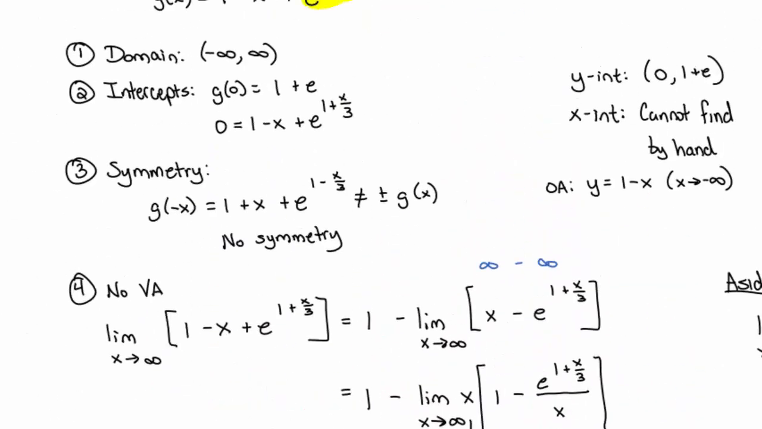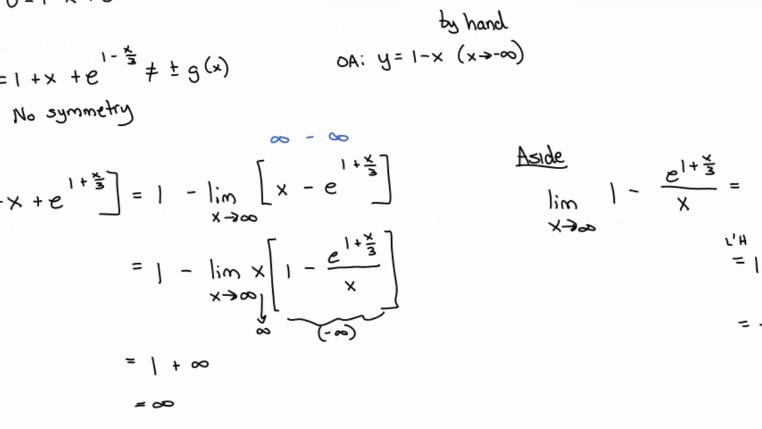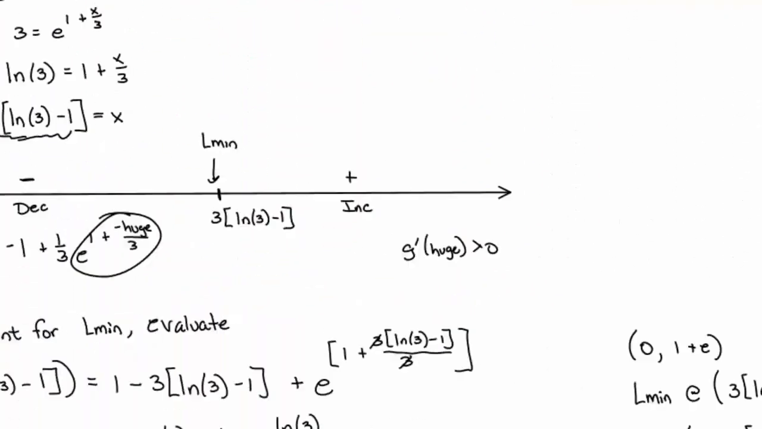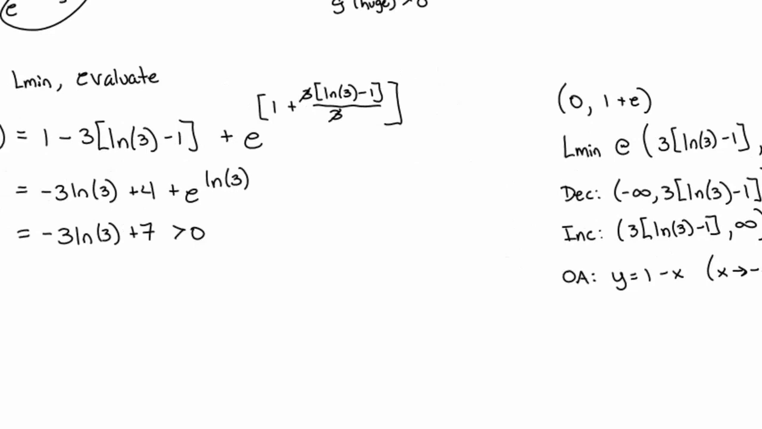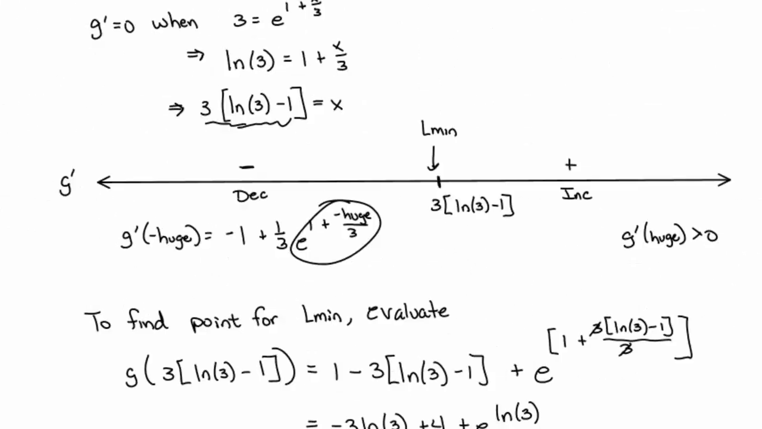Let me just double check. Oh, I have an oblique asymptote. That's right, y is equal to 1 minus x. That's going to be important, so I'll write that in there. Oblique asymptote, y equals 1 minus x, and that's as x goes to negative infinity. Okay, let's see what else we have here.